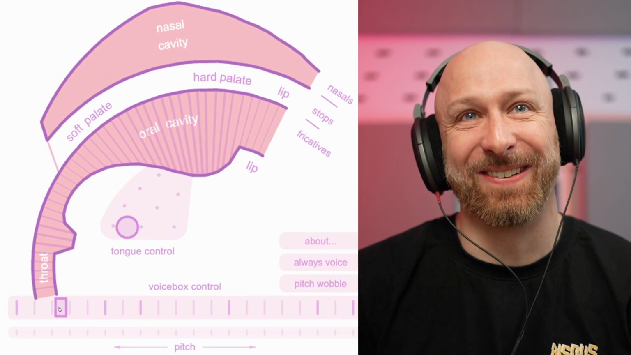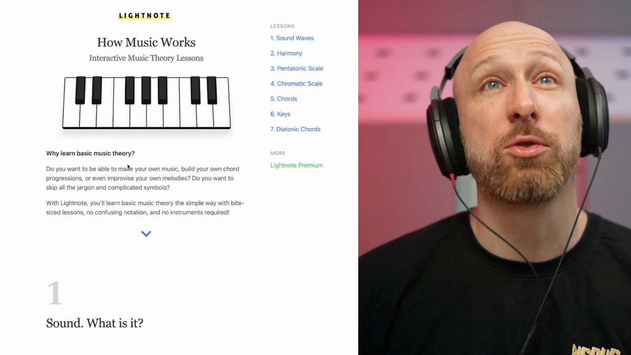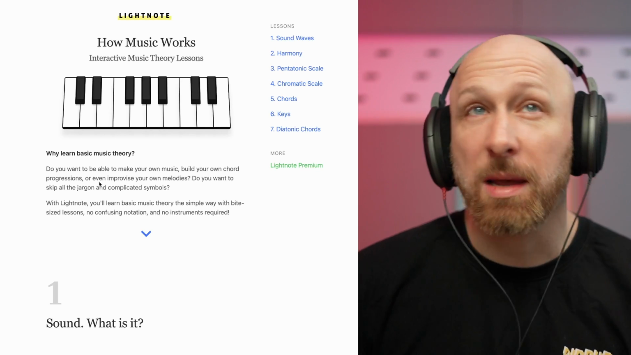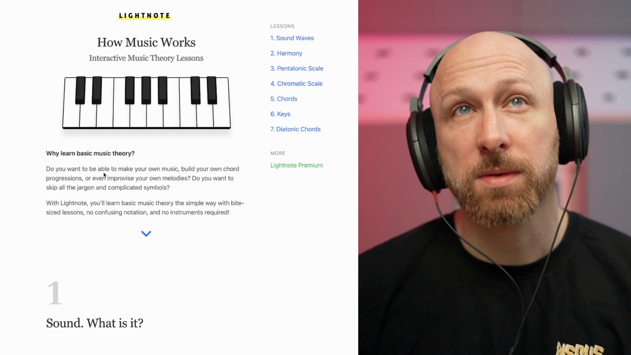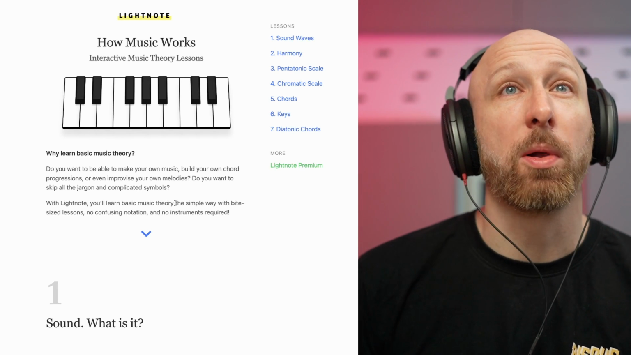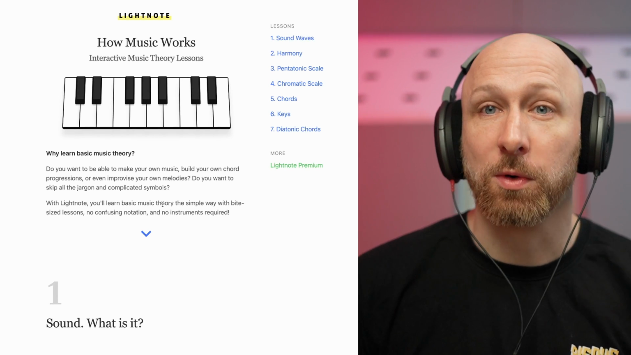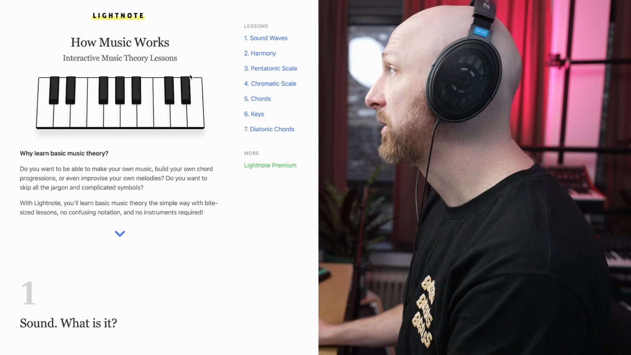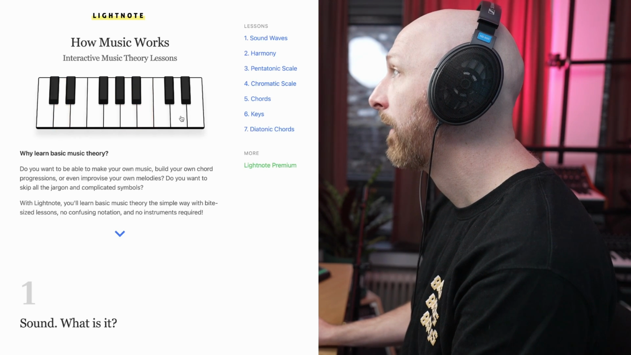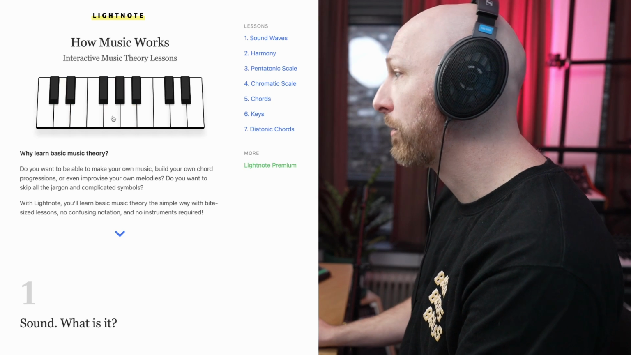This is so weird. Why learn basic music theory? Do you want to be able to make your own music, build your own chord progressions, or even improvise your own melodies? Do you want to skip all the jargon and complicated symbols? With this explanation, you'll learn basic music theory the simple way with bite-sized lessons, no confusing notation, and no instruments required. Nice. They've got this cute little piano up atop. That one was for my little brother.